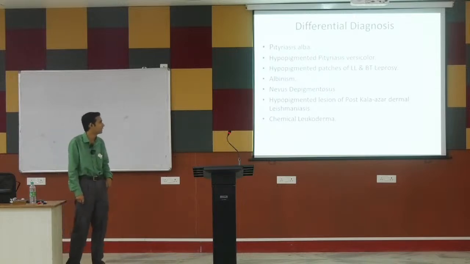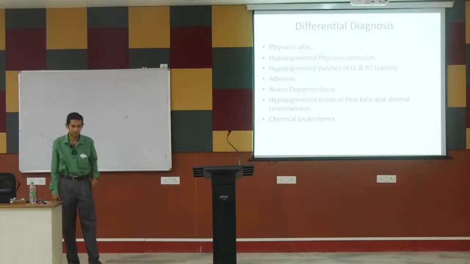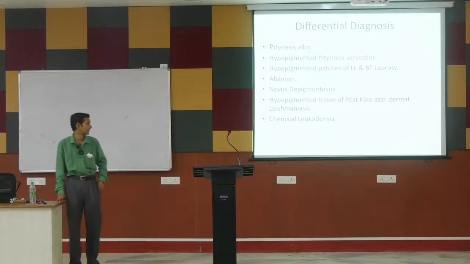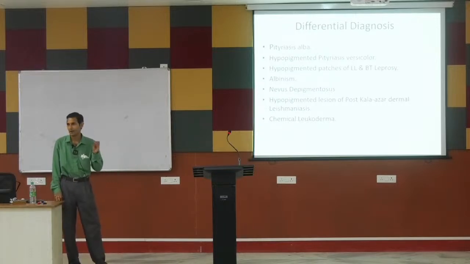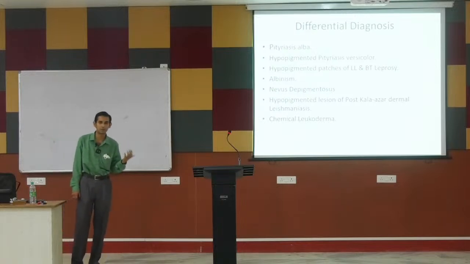Number 3 is the hypopigmented patches of LL and BT Hansen's disease or leprosy, that is, borderline tuberculoid or lepromatous leprosy patient. So how can it be differentiated? First of all, in leprosy there is loss of sensation, loss of fine touch, loss of crude touch, loss of pain sensation, loss of temperature sensation, and also there is thickening of the nerve. Thickening of the nerve is the most characteristic.